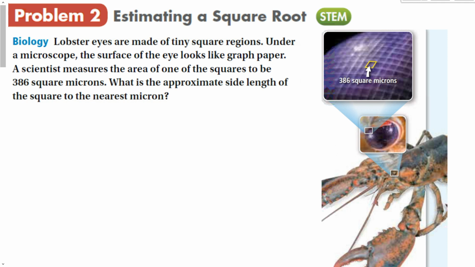So let's read the problem. Lobster eyes are made up of tiny square regions. Under a microscope, the surface of an eye looks like graph paper. A scientist measures the area of one of the squares to be 386 square microns. What is the approximate side length of the square to the nearest micron? And you don't need to know what a micron is. It's just a very small unit of measurement. But what we do need to know is we want to find what times what gives me 386. So we want to take the square root of 386.